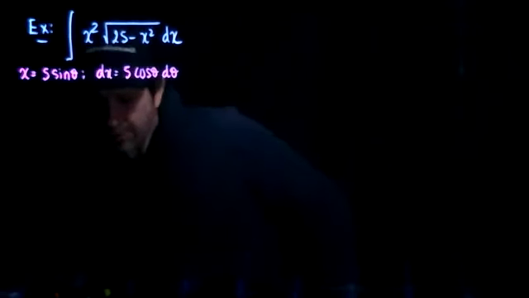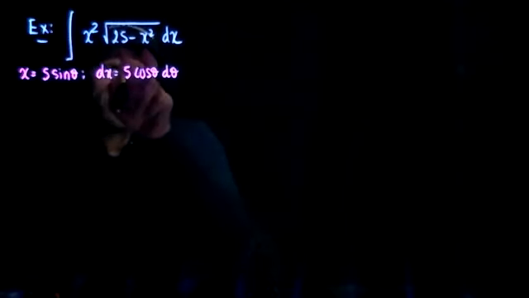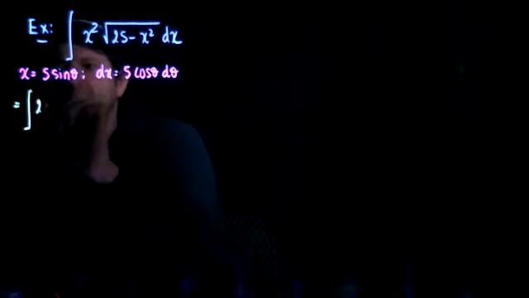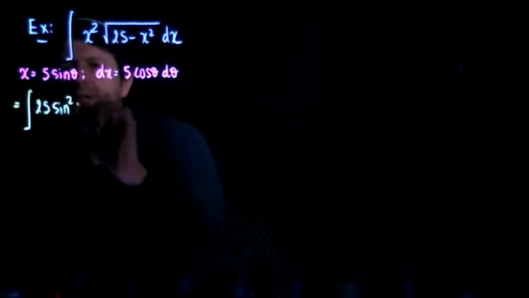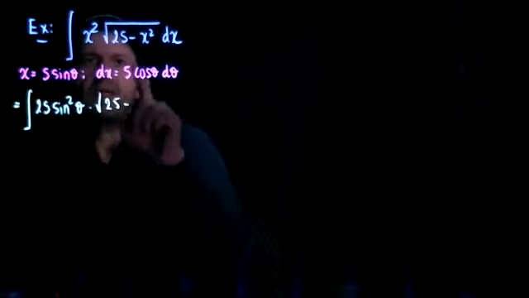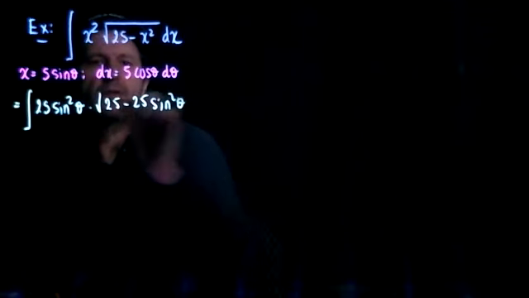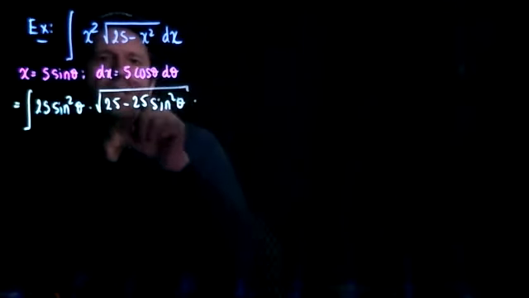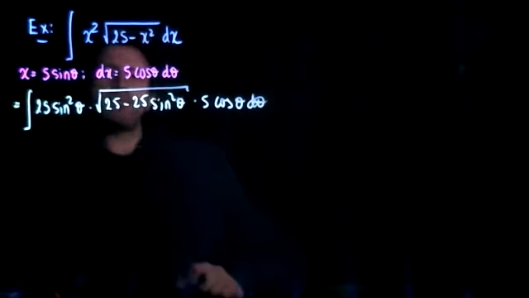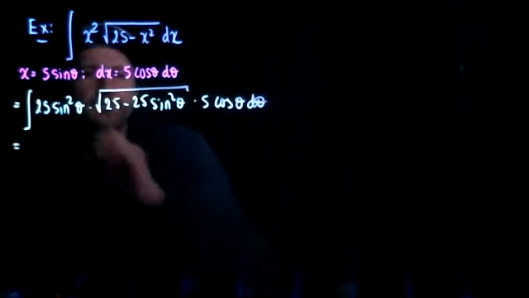So this, everybody agrees, is a regular trig substitution because we recognize the pattern. Let's write our integral now. So x squared, that's 25 sine squared theta, times the square root of 25 minus 25 sine squared theta, times dx, which is 5 cos theta d theta. Okay, let's simplify things a bit here.